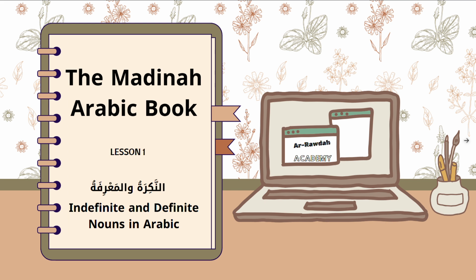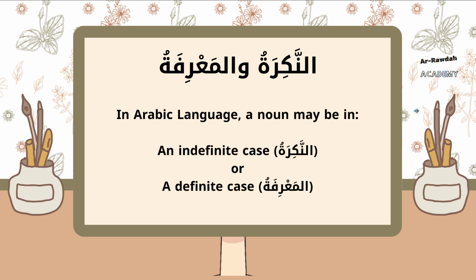This is lesson one, and we'll be talking about an-nakiratu wal ma'rifah, indefinite and definite nouns in Arabic language. The indefinite case of a noun in Arabic is called an-nakirah, and the definite case of a noun in Arabic is called al-ma'rifah. So we call an-nakirah an indefinite case, and we call al-ma'rifah a definite case.